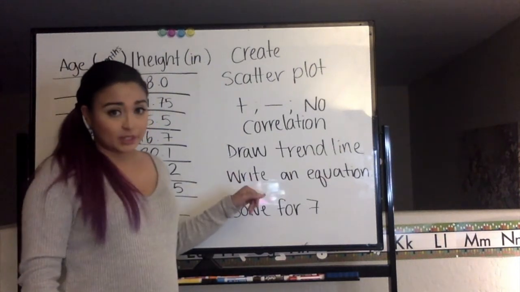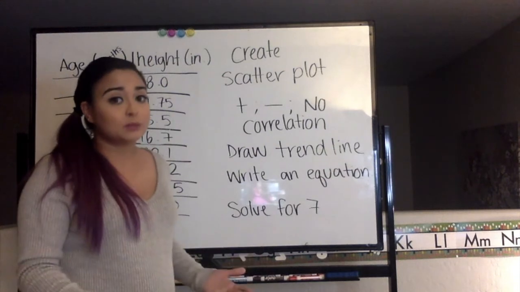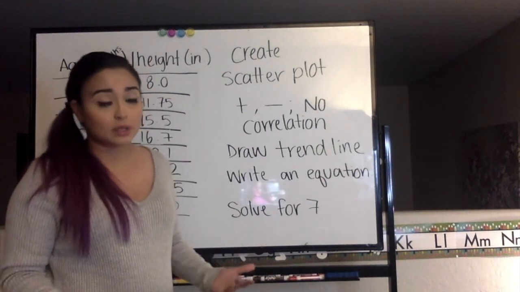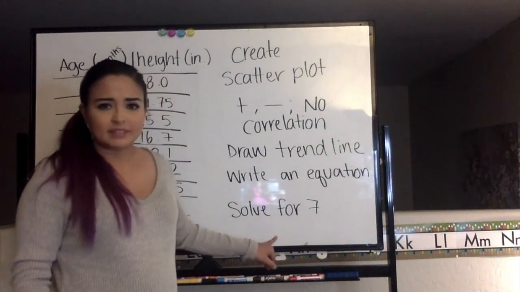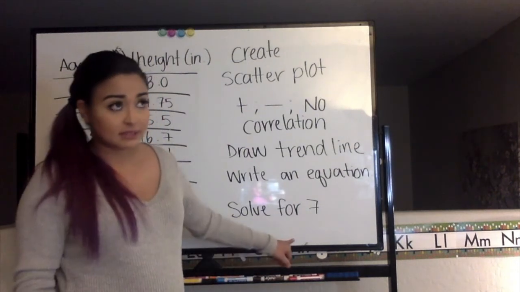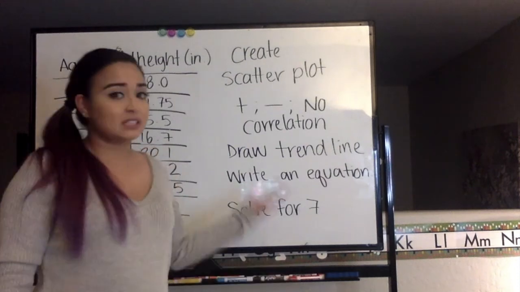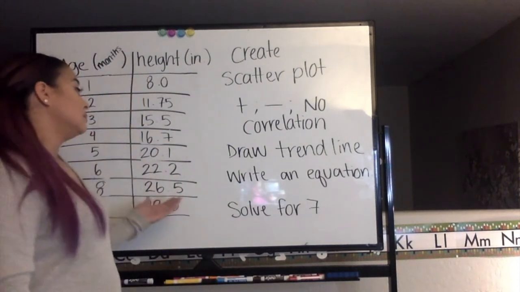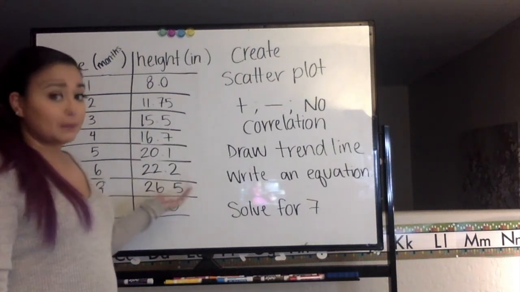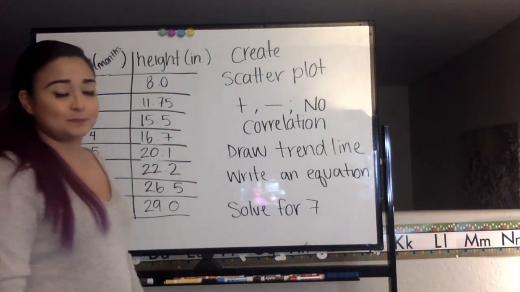After you write your equation and you solve what your equation would be to pinpoint any other coordinate in the scatter plot, I want you to solve for 7. So you're just going to plug in 7 for x. Again, just like we did previously. And you're going to tell me how tall a baby panda is at 7 months.